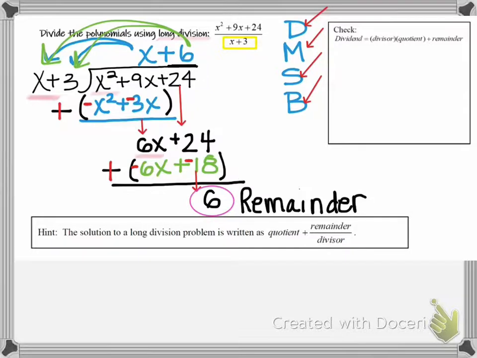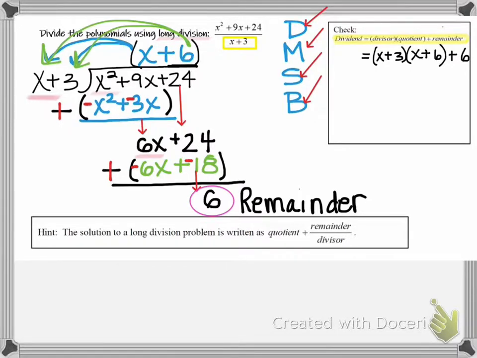But before that, I want to check my work. I don't want to write my final answer until I know that I've done my work correctly. You'll notice I have this box over here that tells me to check my work. I take my original dividend and make sure it equals the divisor times the quotient plus that extra remainder. So let's go ahead and do our check. My divisor was the binomial x plus 3. My quotient is x plus 6, in case you don't remember where that came from. So I have my divisor x plus 3, times my quotient x plus 6, and then plus that remainder.